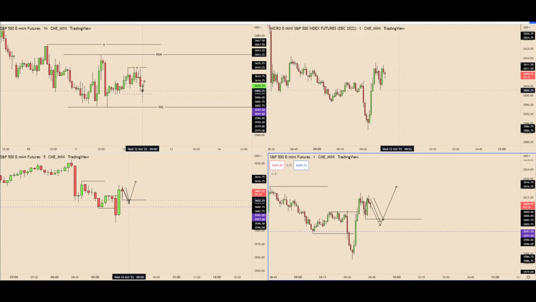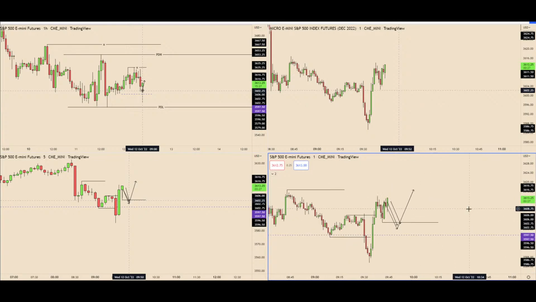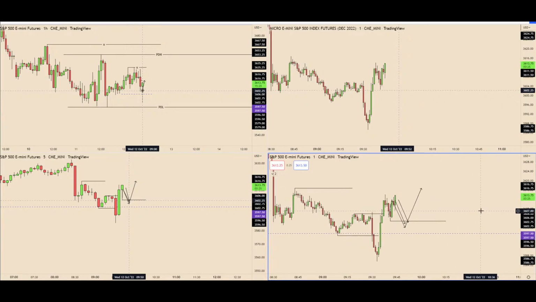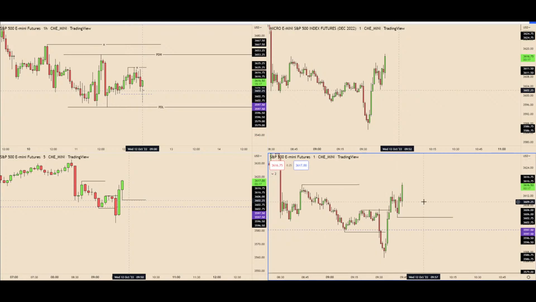Which funding platform? I'm funded with Apex and ETF, so I trade NinjaTrader and Tradovate. Why don't you trade on a black background? This obviously is not working, but I don't know. I find I just see stuff better on a lighter background.